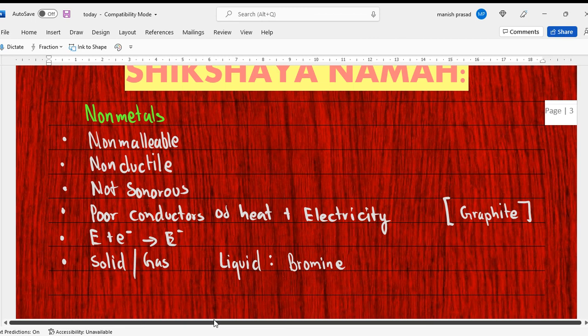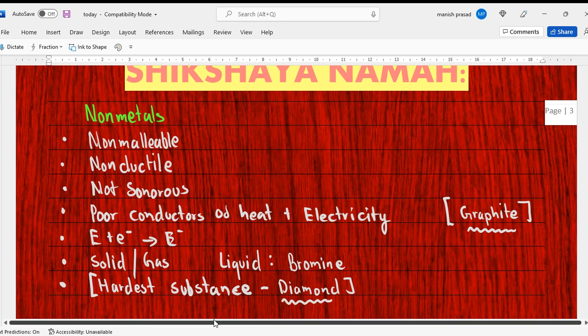Okay, non-metals are not supposed to be hard substances, but one of the hardest substances known is a non-metal, which is again made up of carbon, just like graphite. Now we are doing the exceptional case. Hardest substance is diamond, right? Yeah. So diamond is also made up of carbon. So one form of carbon is graphite, another form of carbon is diamond.